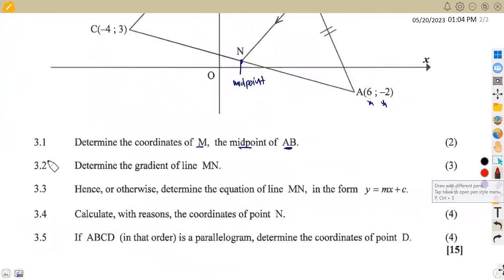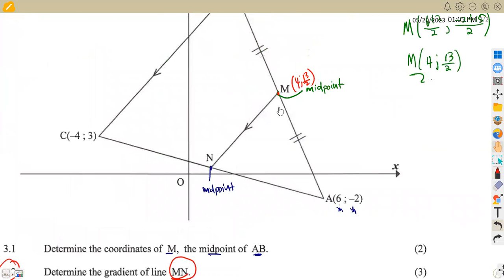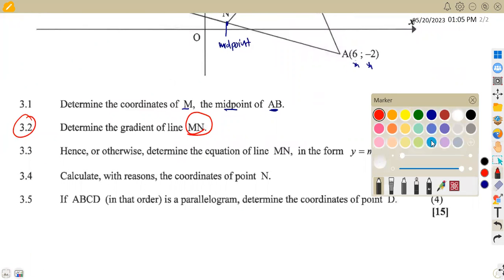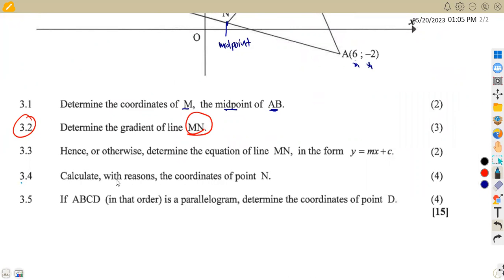3.2, we are now given to determine the gradient of MN. So it's actually a condition in this case where we have got, remember, we've got the point M. So you can actually find the point N, then we determine the gradient. But if we check later on, because this is the same question, later on they are now asking us to calculate with reasons the coordinate of N. So meaning to say, we can't calculate this point N while we are to use it on the other part. So in this case, they didn't want us to work from this point N. They wanted us to use another concept in order for us to calculate the gradient of MN.